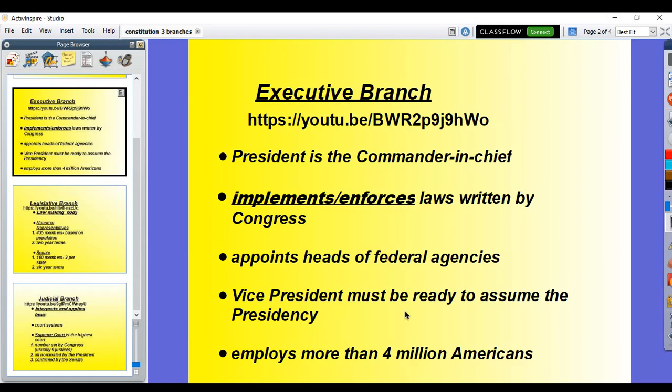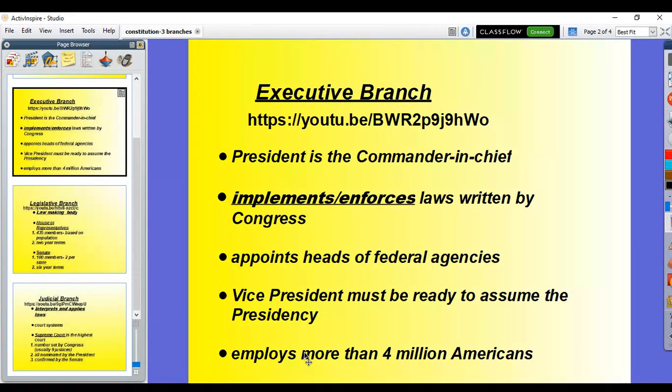The vice president is also in this branch, and it's his or her duty to make sure all the aspects of the vice presidency are covered, but also to be ready to take over the presidency if something should happen to the president. For example, if the president were hurt or killed, or had to go under for some type of surgery, the vice president would take over the presidency until the president is ready to assume that responsibility back. And there's an entire line of succession that we'll be looking at that shows who's next in line to take over.